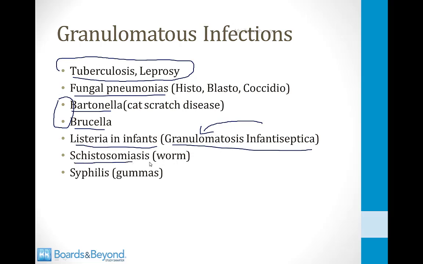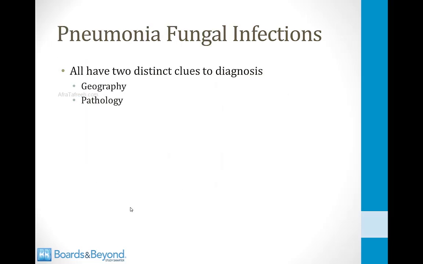Schistosomiasis, which is a helminth or worm infection, causes granulomas. And finally, in syphilis, the gummas that people get are granulomas. So in terms of USMLE Step 1 questions, all of the fungal pneumonia questions are going to have two distinct clues to diagnosis. The first will be the geography, where they occur, and the second will be the pathology. So we'll talk about both of those features now.